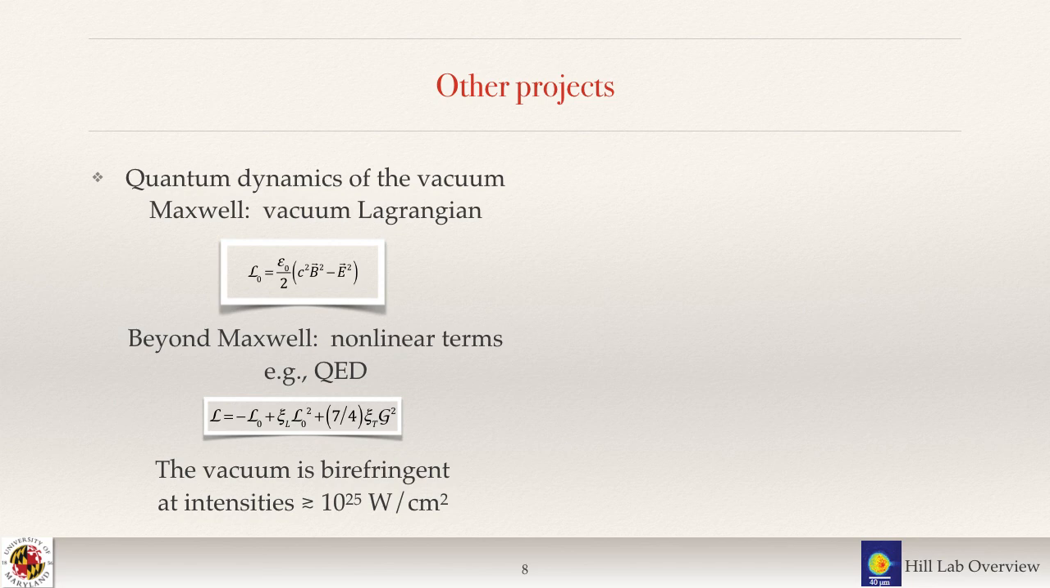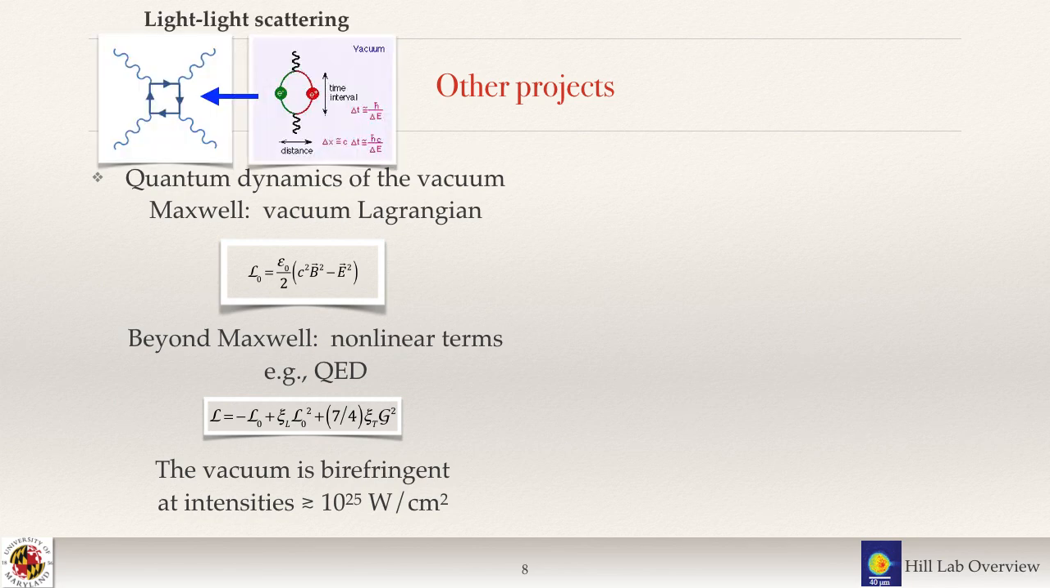But quantum electrodynamics, which goes beyond Maxwell, tells us that we should have higher order terms. And these nonlinear terms now lead to a nonlinear behavior between photons. In fact, at 10 to the 25, we should be in a regime where if we were to scatter two photons together, we should be sensitive to this vacuum fluctuation, that is, the electron and positron pairs which come into existence and out of existence very fast. And this is what we're setting up to try to see.